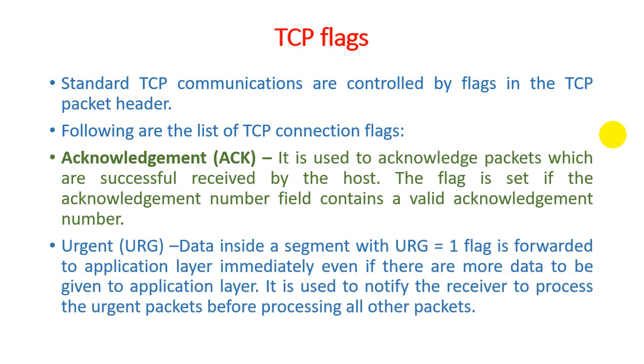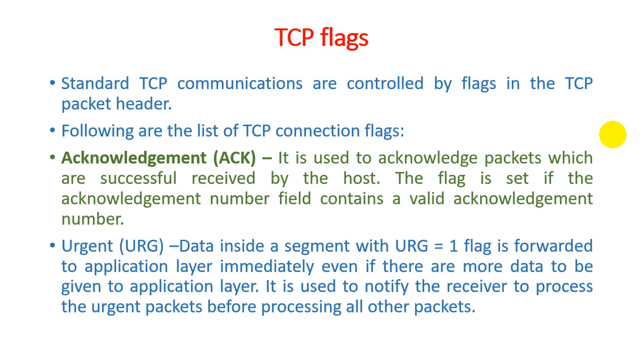Second, known as urgent, URG, or we can say the urgent flag. Data inside a segment with the URG flag set to 1 is forwarded to the application layer immediately, even if there is more data to be given to the application layer, because a packet with URG set to 1 is the highest priority. Even if there are lots of packets, we can directly send it to the application layer, because if a packet mentions a 1, it means it is an urgent packet.